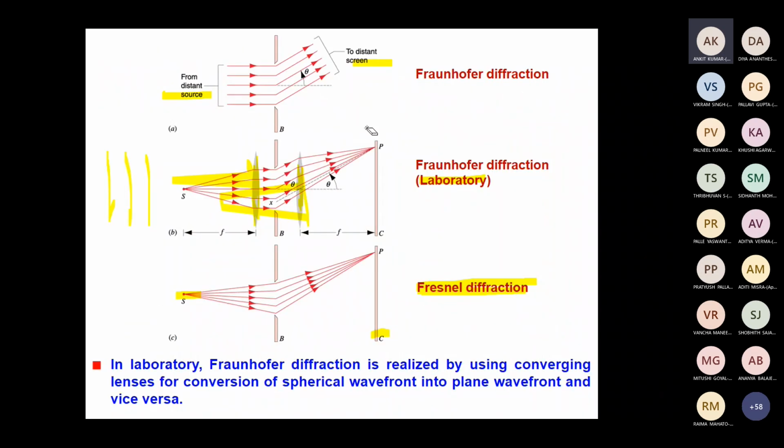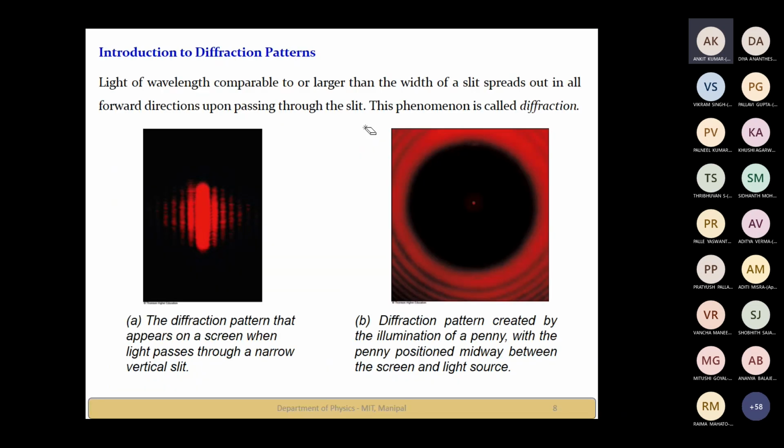Now, what is diffraction? Can anyone tell me? Sir, when light bends about sharp corners where it shouldn't bend actually. Okay. So bending of light around a slit or a sharp object and encroachment into the region of geometrical shadow is called diffraction.